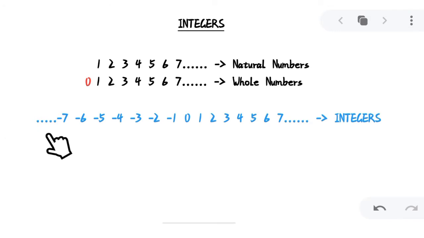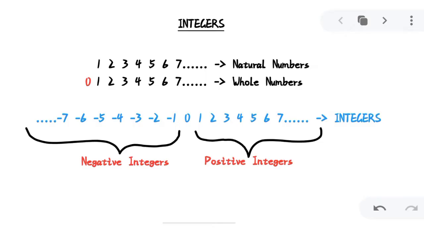Now, when negative numbers are added to the collection of whole numbers, this collection becomes integers. So today in this video, we are going to learn about these integers. The negative numbers, that means the numbers before 0, are known as negative integers, and the numbers after 0, that means the positive numbers, are known as positive integers.